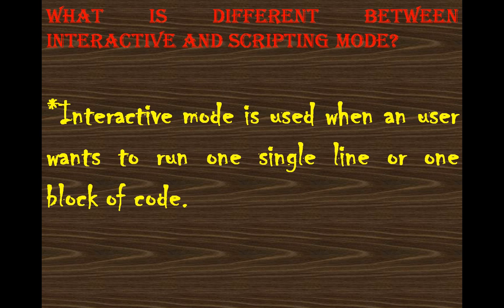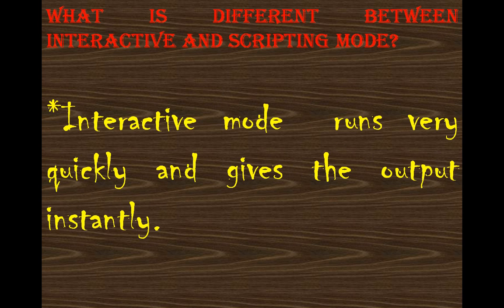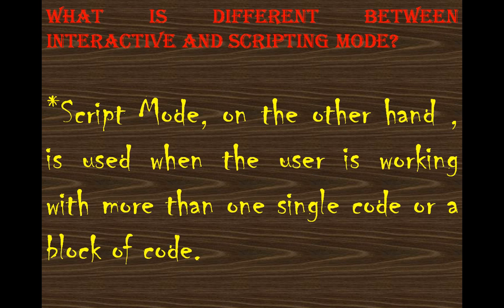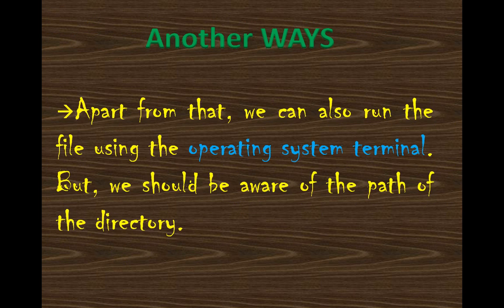Now we'll discuss the difference between interactive and script mode. Interactive mode is used when you want to run a single block of code. The main benefit of interactive mode is that it runs very quickly because it gives you the output instantly. And script mode is useful where you have to write longer code or a block of code and you want to reuse that code also, then you will prefer script mode.